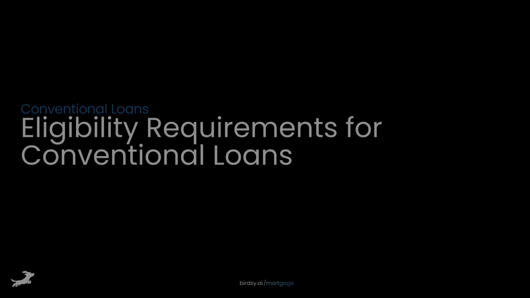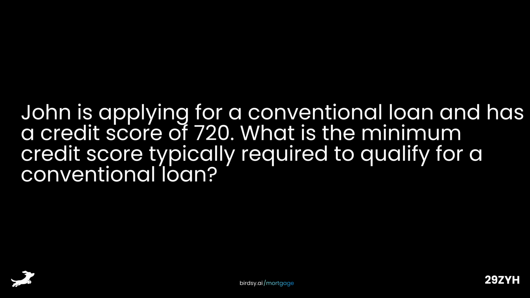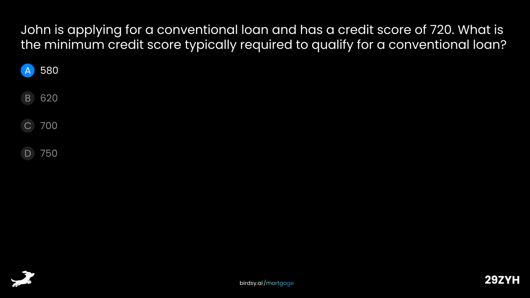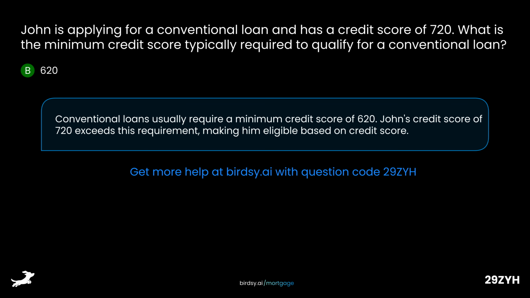Conventional loans. Eligibility requirements for conventional loans. John is applying for a conventional loan and has a credit score of 720. What is the minimum credit score typically required to qualify for a conventional loan? Is it A, 580, B, 620, C, 700, or D, 500? The answer is B, 620. Conventional loans usually require a minimum credit score of 620. John's credit score of 720 exceeds this requirement, making him eligible based on credit score.